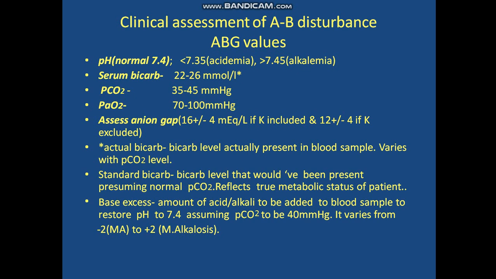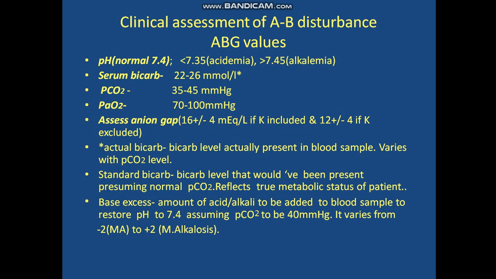The first and foremost is the pH, with 7.4 considered normal. Below 7.35 is acidemia, and more than 7.45 is alkalemia. So 7.35 to 7.45 is considered normal. The serum bicarbonate range is 22 to 26 millimoles per liter, PCO2 is 35 to 45 millimeters of mercury, and PaO2 is 70 to 100 millimeters of mercury.